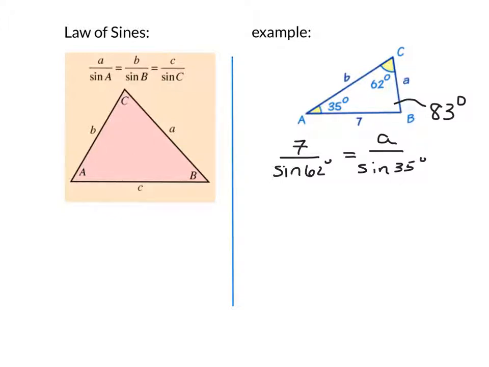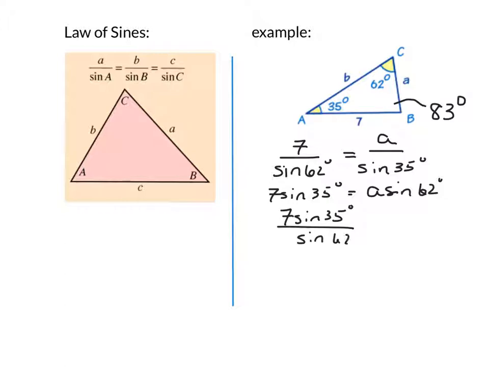And then if we cross multiply, we get 7 times the sine of 35 degrees equals a times the sine of 62 degrees. And then if we divide both sides by the sine of 62 degrees, we get 7 sine 35 degrees divided by the sine of 62 degrees equals a.